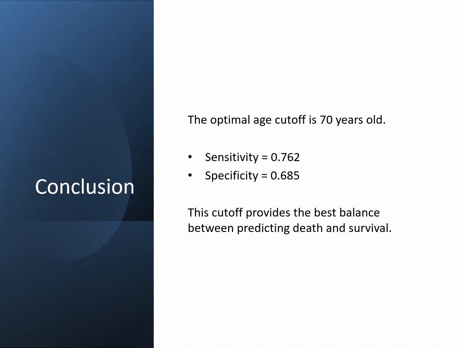In conclusion, age is a useful predictor of mortality in this dataset. The optimal cutoff age is 70 years because it provides the best balance between sensitivity and specificity.